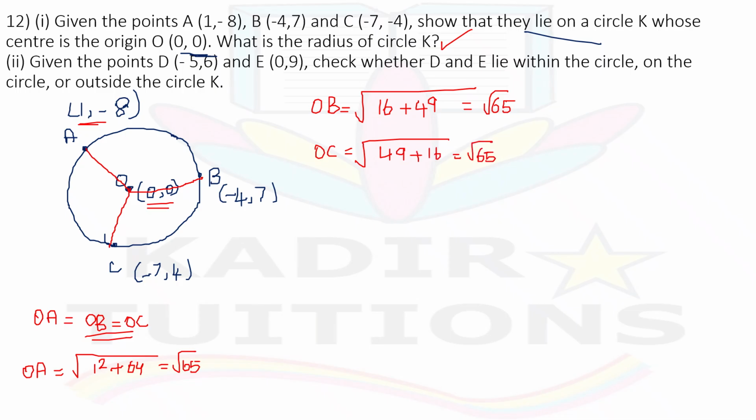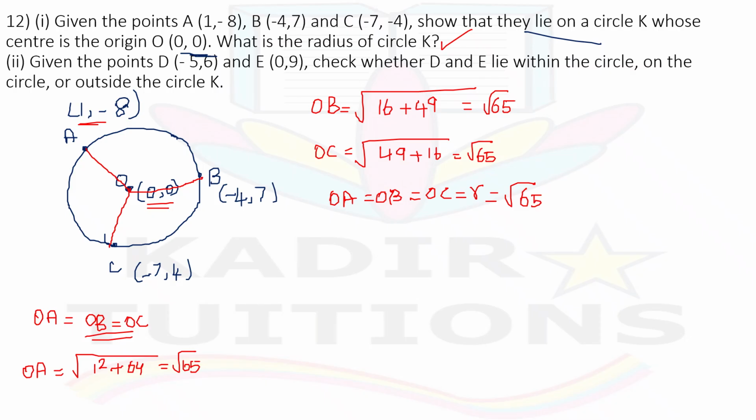So OA, OB and OC all are equal. It means it is equal to the radius. So what is the radius? So we concluded that all these points are lying on a circle only. And what about the radius? It is root 65. So our first part got over.